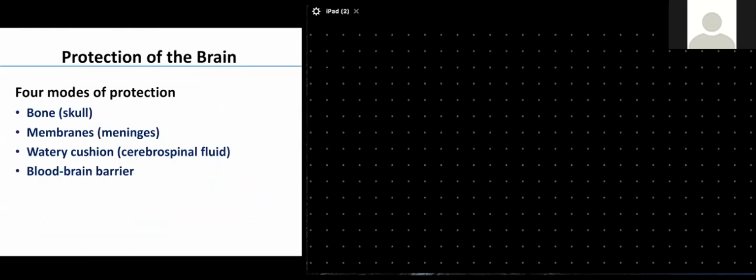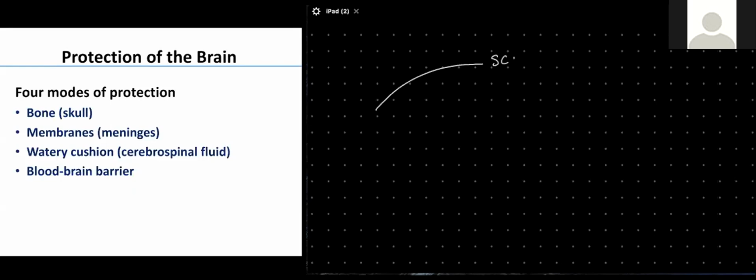All right, looking on here at the protections that we do have for the brain. From outside in, you've got the skin covering the outside of your cranial bones, scalp with the hair. Underneath it, you've got the bone, cranial bones.